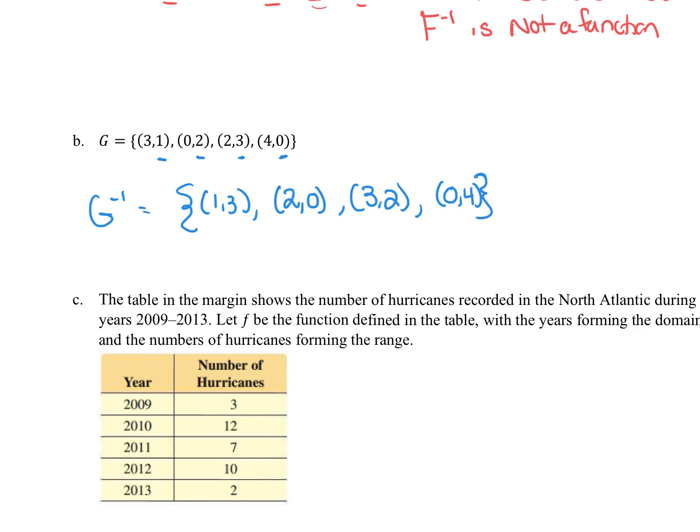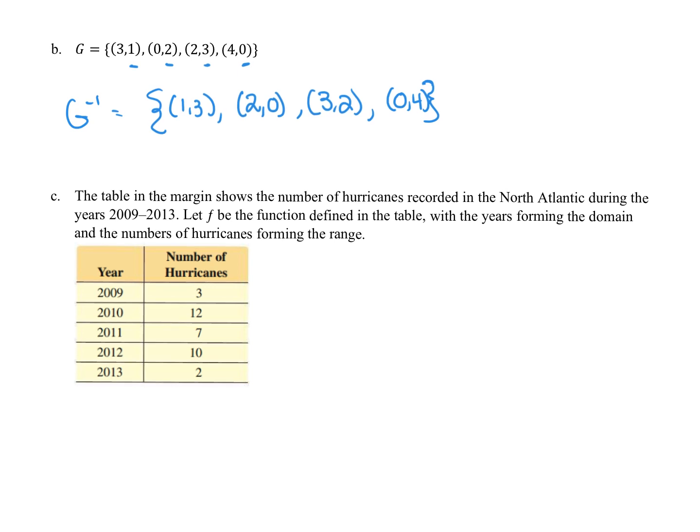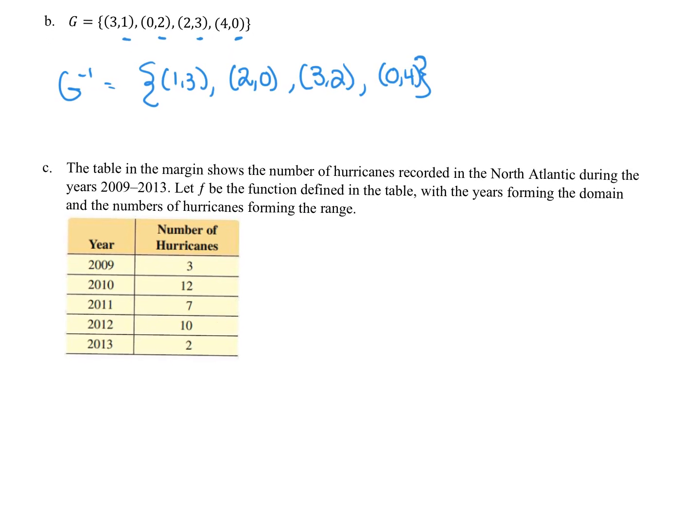The next one is a verbal description that gives me a table. It says the number of hurricanes in North America during the span of time from 2009 to 2013 is modeled by F below. They give you the years and how many hurricanes happened. So the independent variable over here is x. Time is usually the x. Number of hurricanes is the y.